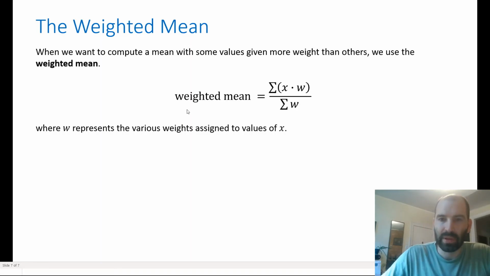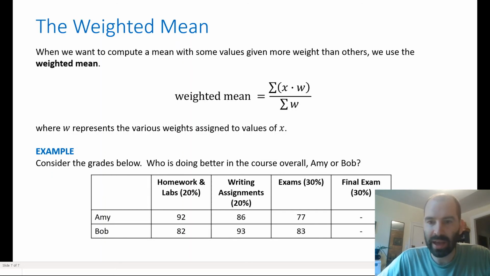So this is useful if we want to treat some values as being more important or having more influence in the data than other values. All right? And that influence is what we're calling weight here. So let's take a look at this example right here.